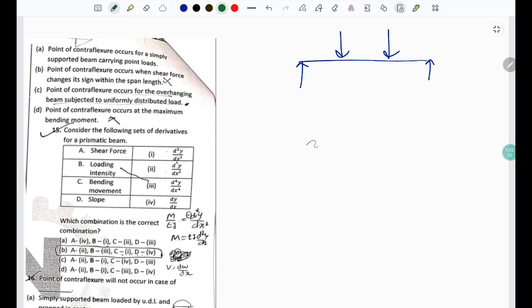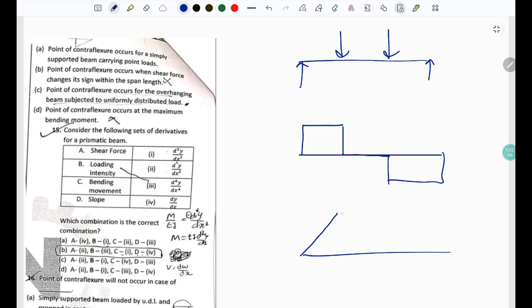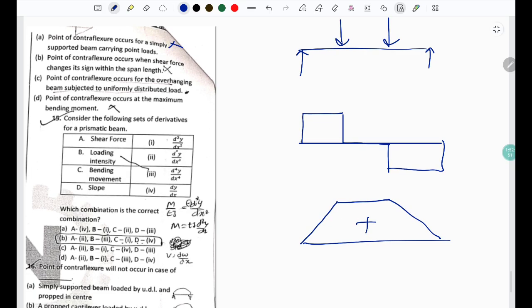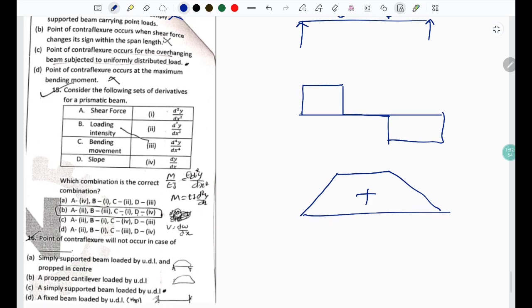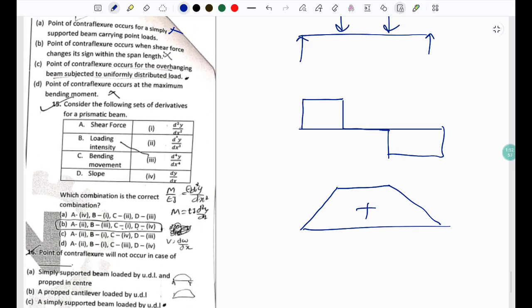Let's see the first case. How will our BMD be? The SFD would be something like this, and so the BMD will be something like this. So there is clearly no point of contraflexure. The first statement is wrong. Then the second statement says that the point of contraflexure occurs when the shear force changes its sign within the span length. No, when the shear force changes its sign, you will get a maxima or a minima. That is, where the shear force changes its sign, the bending moment is often maximum or minimum in some cases. So B is also wrong.